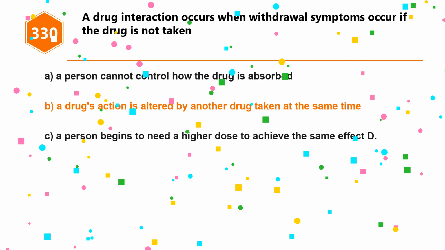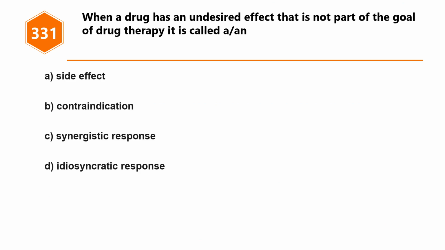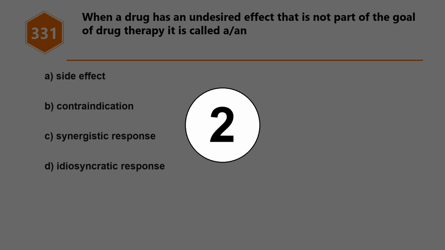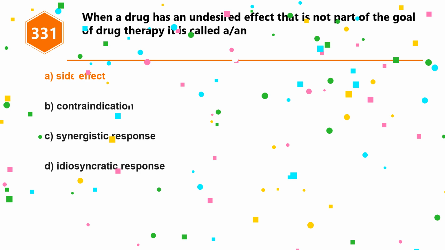The correct answer is option B. A drug's action is altered by another drug taken at the same time. Question 331. When a drug has an undesired effect that is not part of the goal of drug therapy, it is called a/n: Option A, side effect. Option B, contraindication. Option C, synergistic response. Option D, idiosyncratic response. The correct answer is option A, side effect.